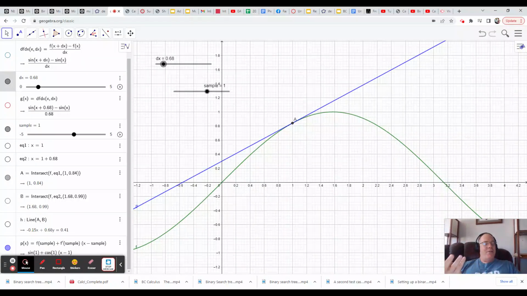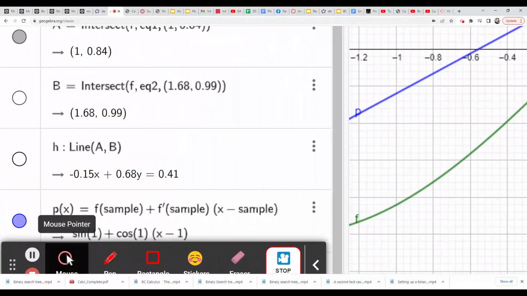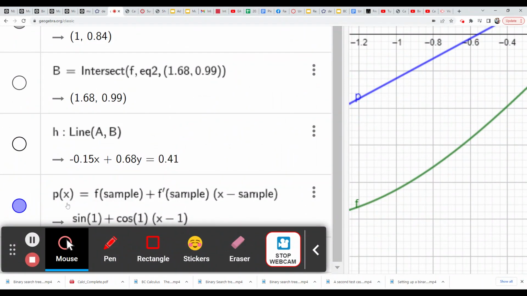Often the word sample is replaced with a variable name like c or a, which makes for a terser, more pithy description, but it's a little less clear what we're talking about. I think we use the word sample to represent the point of the function at which we're doing our approximation. That's what this blue line is. And we'll zoom in on this function just so you can see it more clearly. Right here is p of x. Okay, and that's linear approximation.